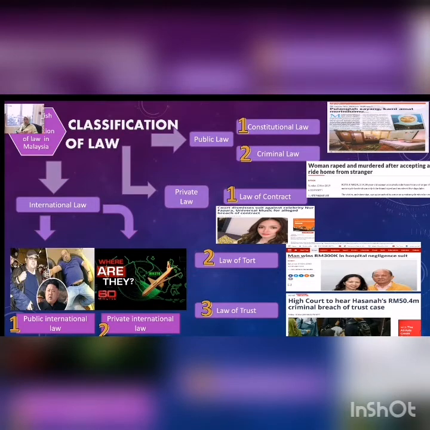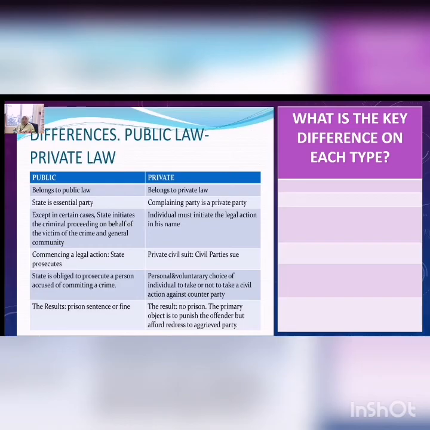So international law, it can be in public international law and private international law. So there are many cases. We have Batu Putih, Pulau Batu Putih. We have the case of Kim Jong-nam. We can find in Google. You can Google, okay? So these are the differences between public law and private law. So you may find the differences on each type and fill in on the right side. I think the explanation is quite the same as earlier.